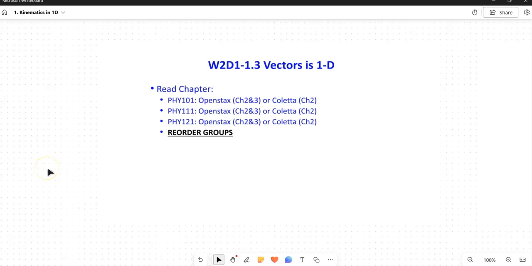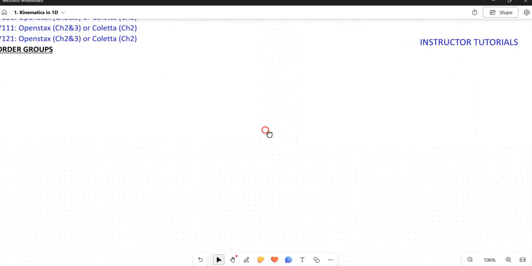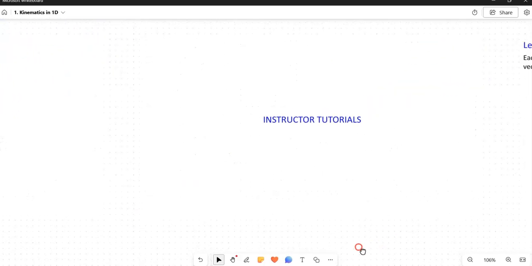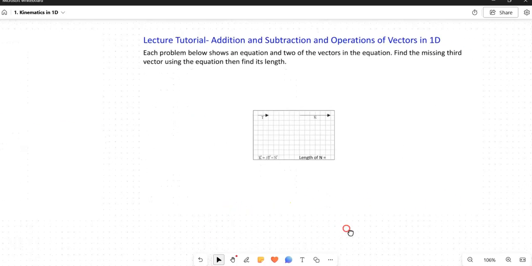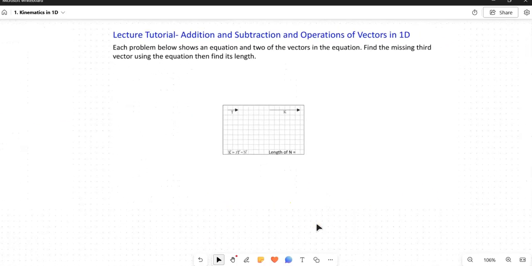Hi everybody, this is Jim Corkins and we are continuing on with our assignments, and specifically this is going to be the 1.3 tutorial on vectors in one dimension. So this is about addition, subtraction of vectors, as well as multiplication and division with a scalar mixed in with that. All right.